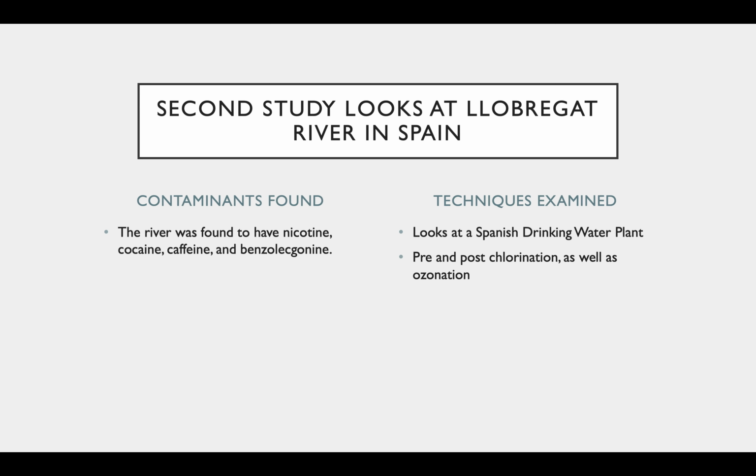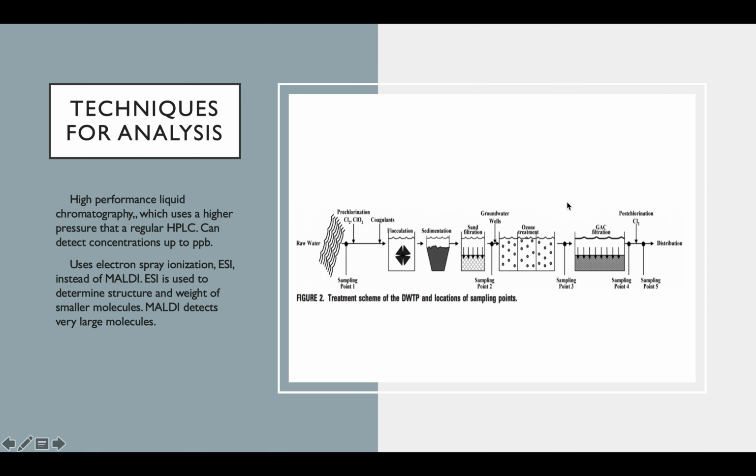The second study looked at a river in Spain. It's from a Spanish drinking water plant. It has pre- and post-chlorination as well as ozonation. This is their scheme with pre-chlorination, ozone, and post-chlorination.